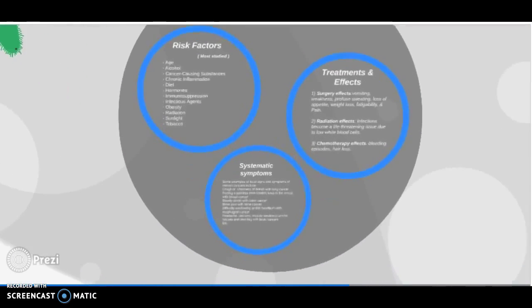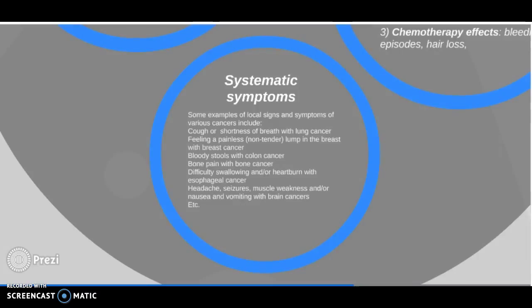And so looking closer, we've got some systematic symptoms here. Some examples of local signs and symptoms of various cancers include cough or shortness of breath with lung cancer, feeling a painless, or in other words, a non-tender lump in the breast with breast cancer, bloody stools with colon cancer, bone pain with bone cancer, difficulty swallowing and or heartburn with esophageal cancer, headache, seizures, muscle weakness and or nausea and vomiting with brain cancer.